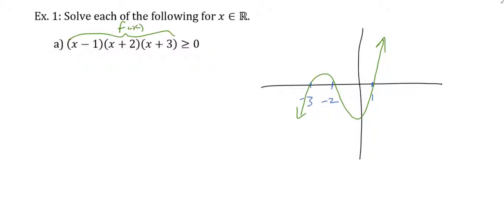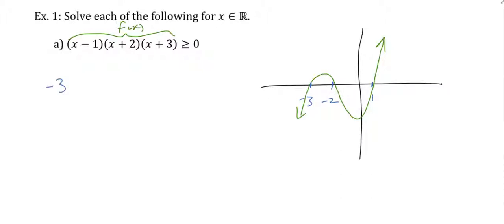So it starts below the x-axis. Again, we have to look at the sign here, right? We've got to know what we're actually solving for. Greater than or equal to 0. So it's not greater than or equal to 0, then becomes greater than or equal to 0 at -3. So we start at -3.